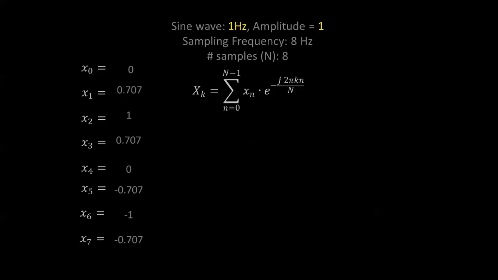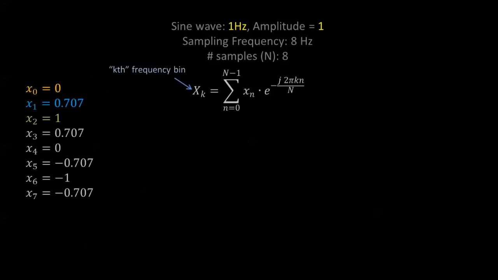So let's begin. Looking at the 0th frequency bin, we can see that the k term is equal to 0, and that gets rid of the exponential term, or makes it equal to 1. Thus, the 0th frequency bin is simply the sum of all the samples from x0 to x7, which we can see is 0. So we can move on from that term.